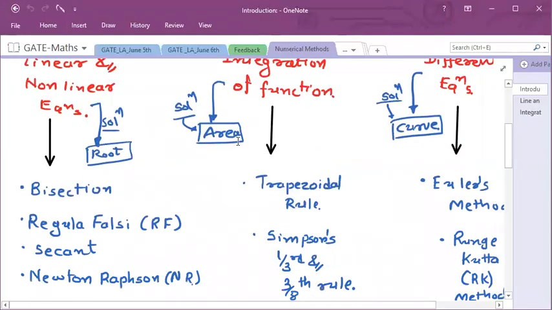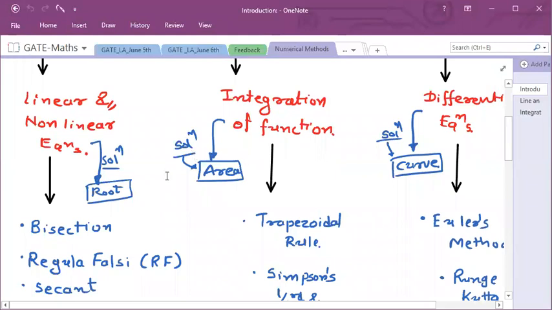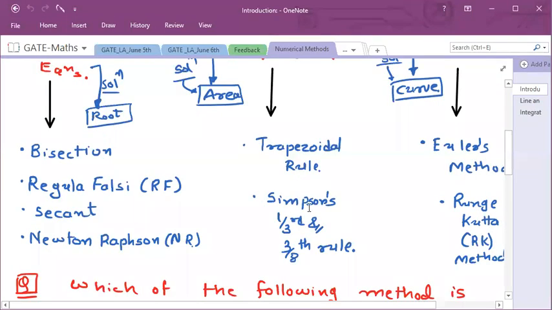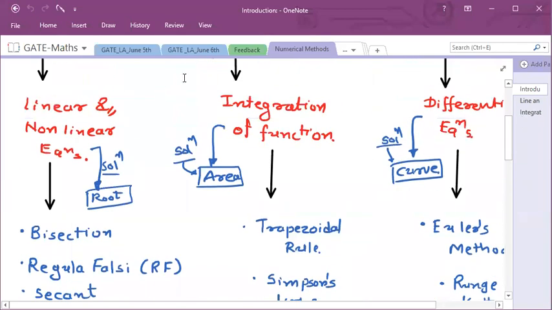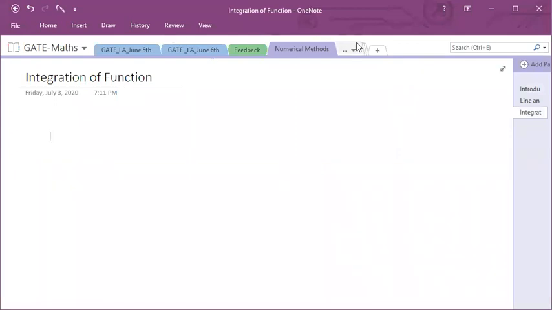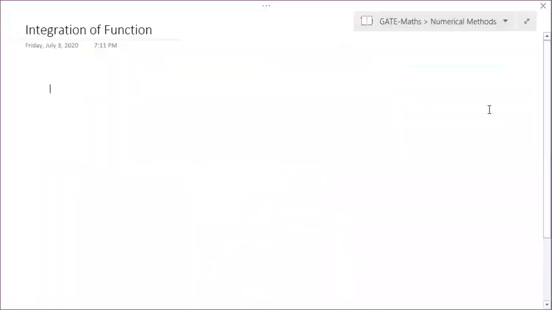In integration of function, we all know that integration of function will give us area under the curve. And we are going to see three rules over here: trapezoidal rule, Simpson's 1/3 rule, and Simpson's 3/8 rule. Let me give you all these formulae simultaneously, or all of that formula together, so that you can analyze that in depth. So let us see numerical solution for integration of function.